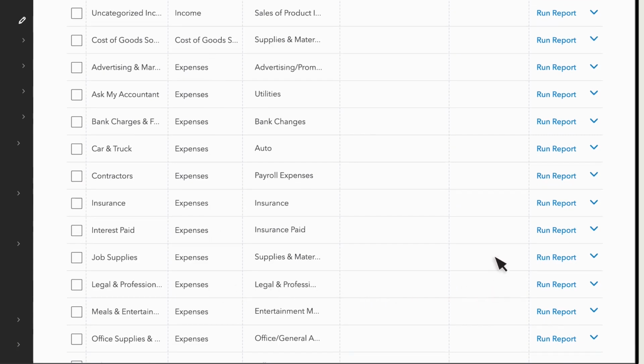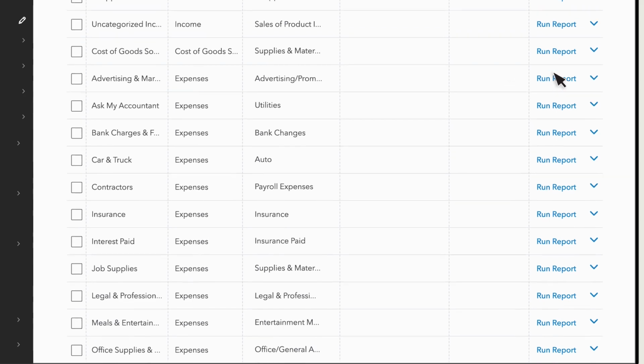These accounts don't have balances because they help you track the profit of your business for a specific time period. You don't usually want to see how much you spent on office supplies since you opened your business. So instead, you run a report to see how much you spent for a month or year.